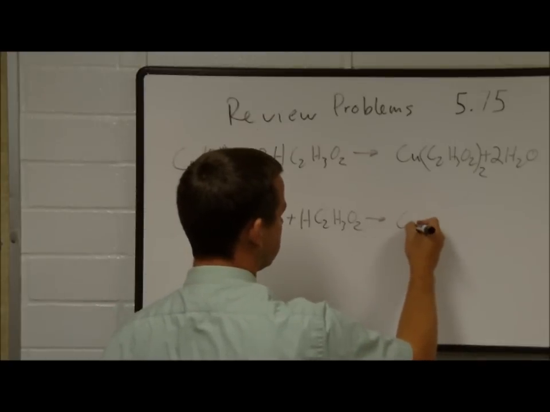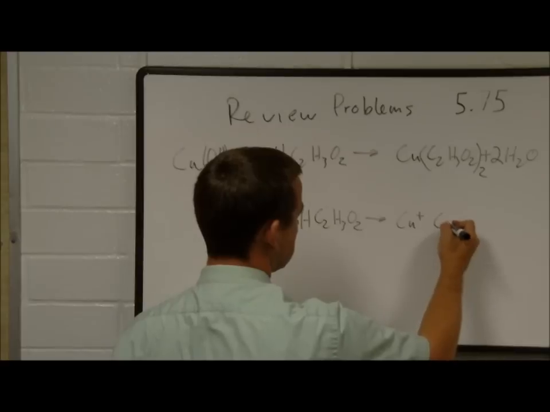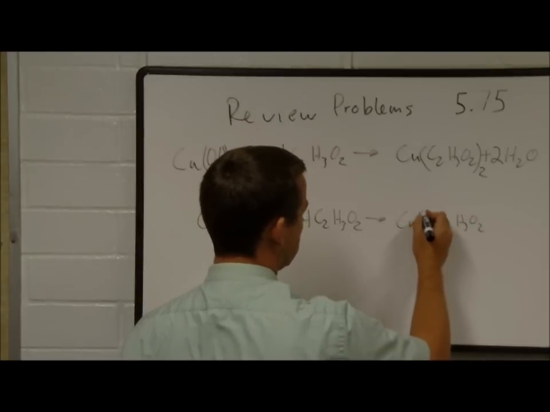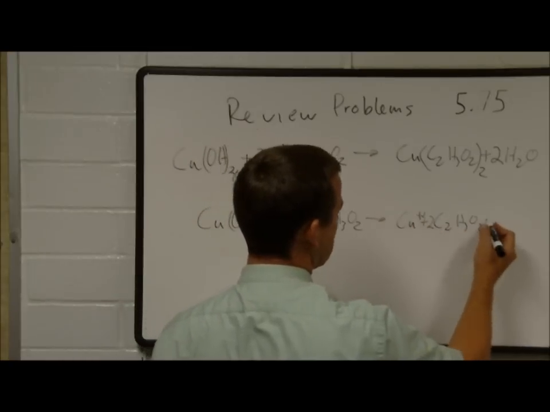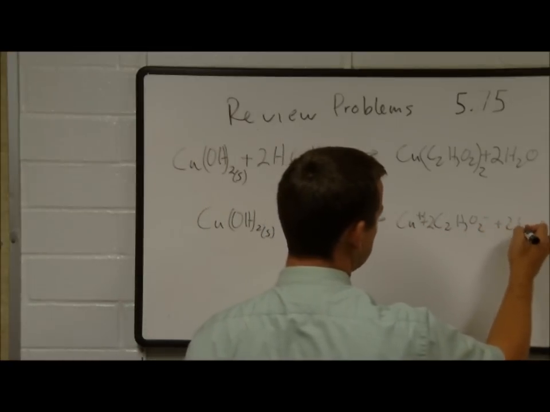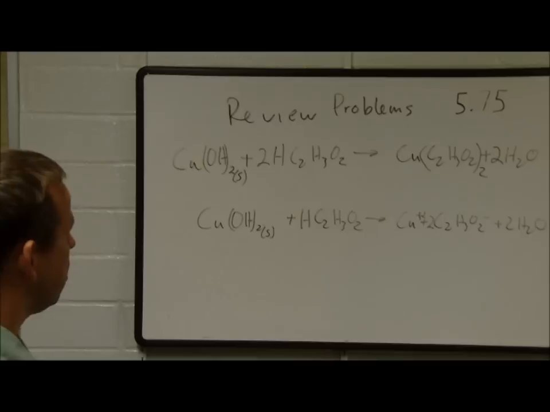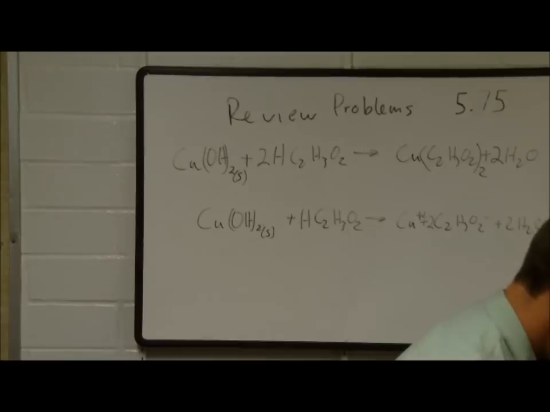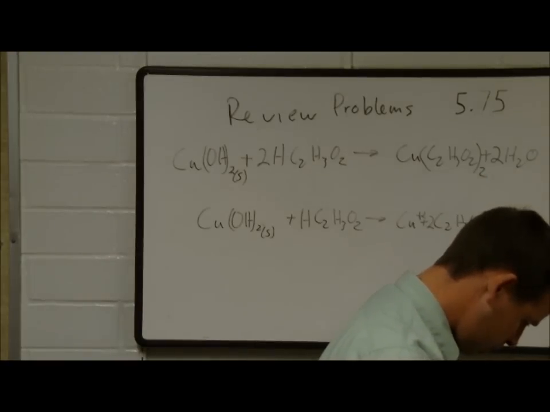Products here, this is soluble in water, copper plus C2H3O2. We have 2 of those. Oh, it's a copper plus 2 ion. We have 2 of these acetate ions plus 2 H2Os. So that is our ionic equation. And let's see, that's 575.